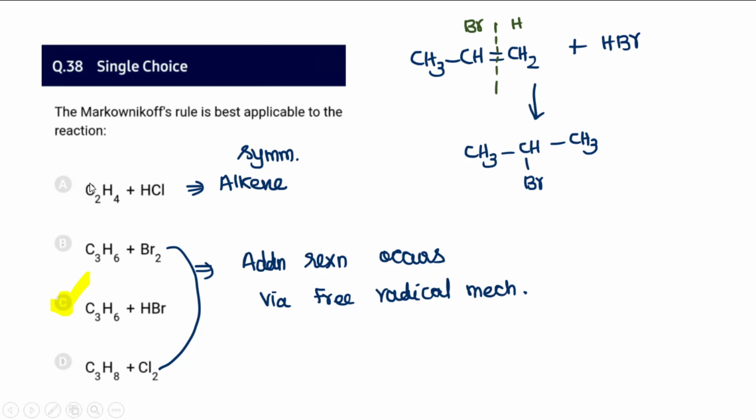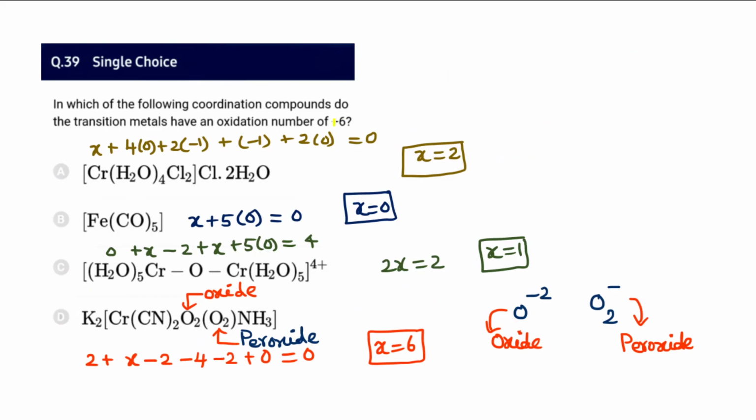And question number 39, in which of the following coordination compounds is the oxidation number of +6 for the transition metal observed? For the first one, when you calculate for chromium, water is neutral, so 4 times 0, chlorine -2, and this one chlorine -1, for water again 0, therefore X equals 2. And for the second case, which is 0 oxidation state, the lowest oxidation state of the carbonyl is possible because of synergic effect. And then option C is a bridging one, in which oxygen is a bridging ligand. So in this case you will find the chromium oxidation state is +1.